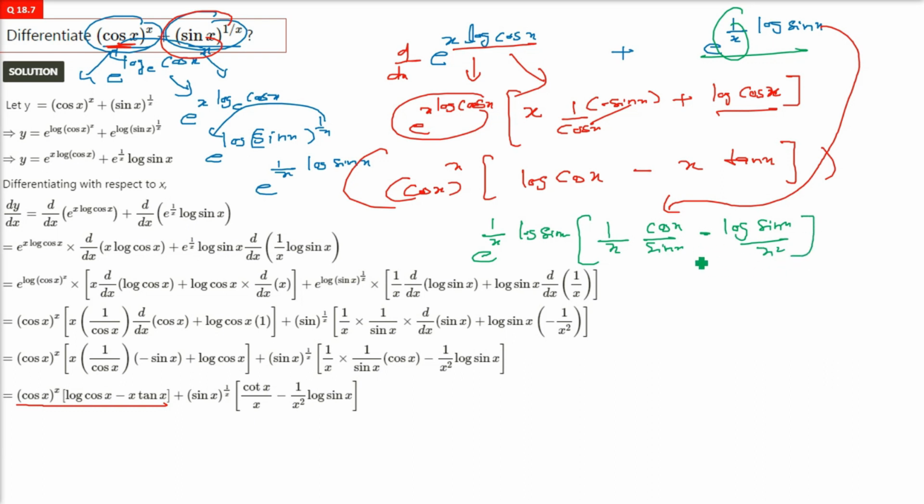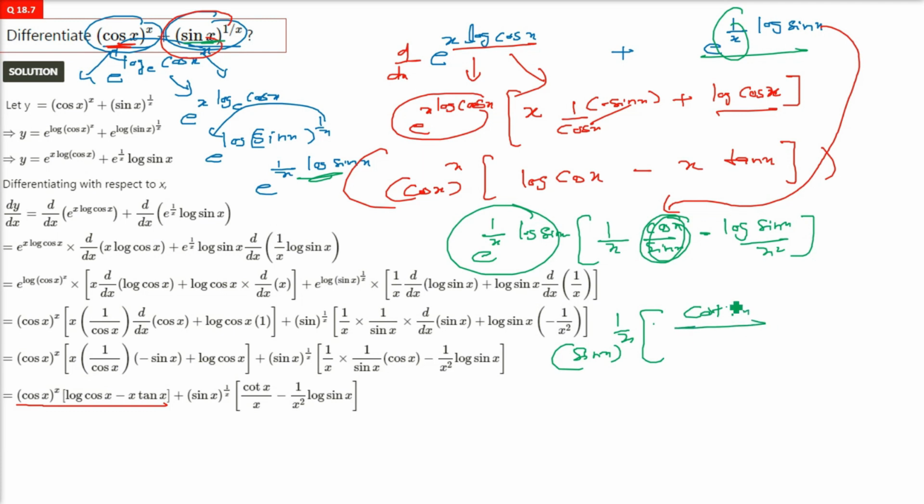So this is the final one. Just one change is there. Cos x by sin x, you can write it as cot x. So finally, this has come from where? Sin x to the power 1 by x. So you have sin x to the power 1 by x, you can write it here. And inside that, we have 1 by x, cos x by sin x, which you can always write as cot x. So cot x by x, minus log sin x, and then divided by x square. This is the second term. So you have to add this one and this one. When you add them, that will be the final result. Alright?